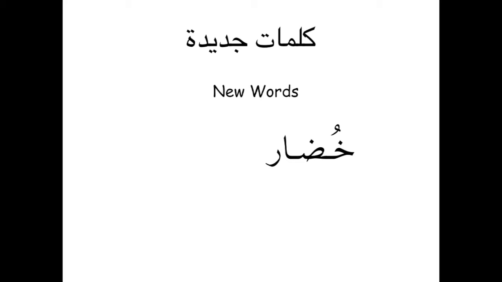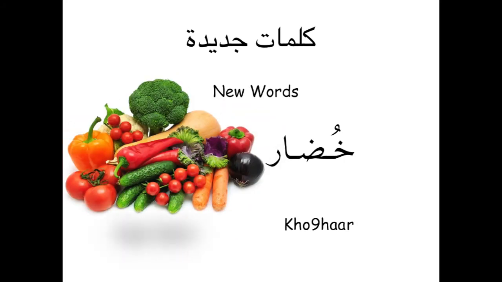Kha with a dhamma is khu. Dad followed by an alif without a modifier makes it a long vowel, so that's da, da, and finally ara, r. That makes khudar, vegetables, khudar.